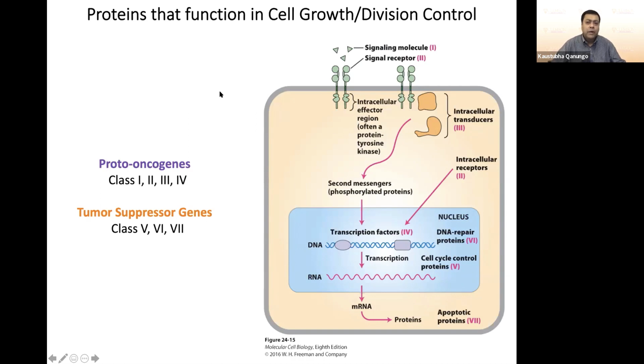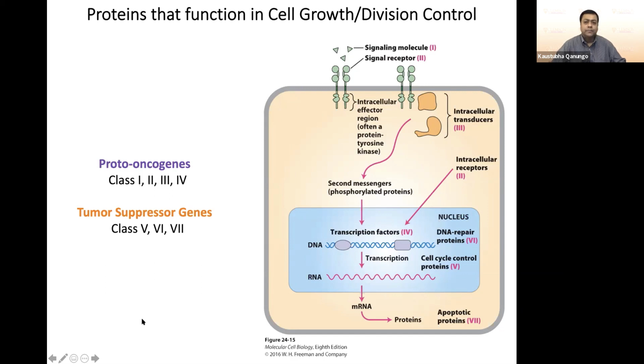So lastly, we are going to talk about proto-oncogenes and the tumor suppressor genes, and we are just describing the classes. In part 2, we are going to talk about these proto-oncogenes, and in part 3, we will individually talk about the tumor suppressor genes. So the proto-oncogenes are called class 1, 2, 3, and 4. And for the tumor suppressor genes, there are 3 classes, 5 through 7.